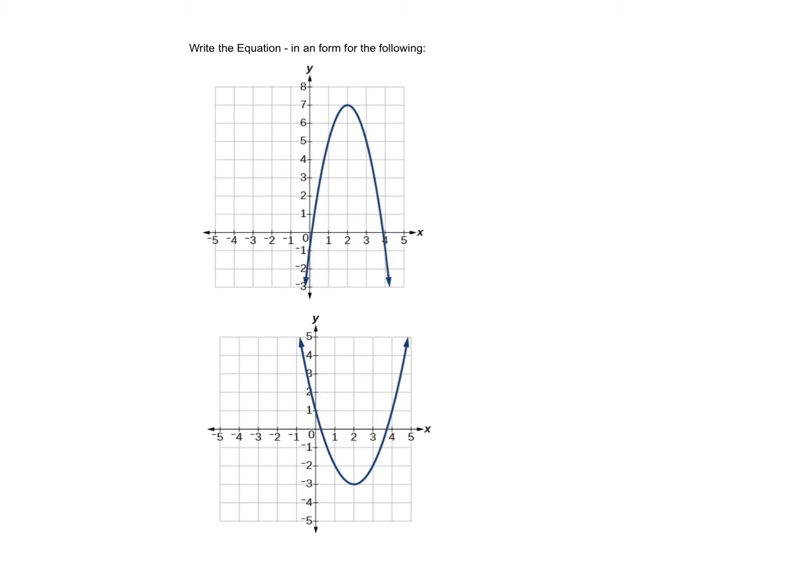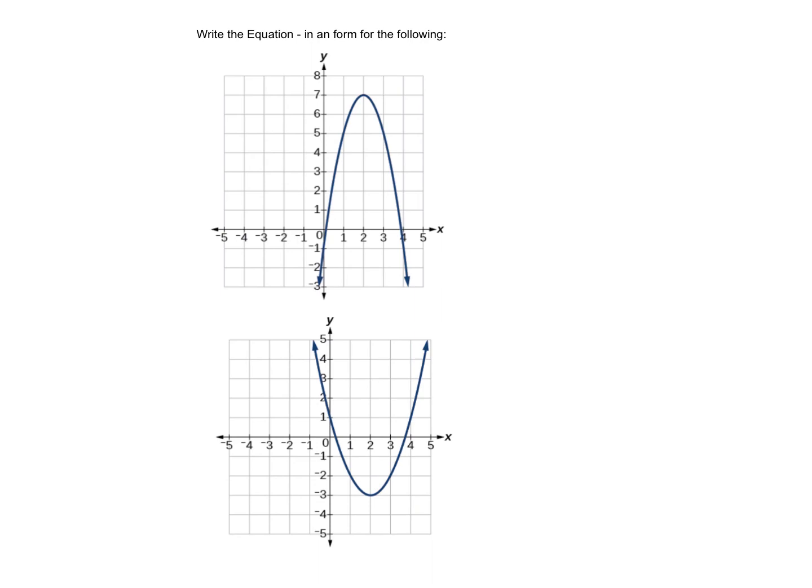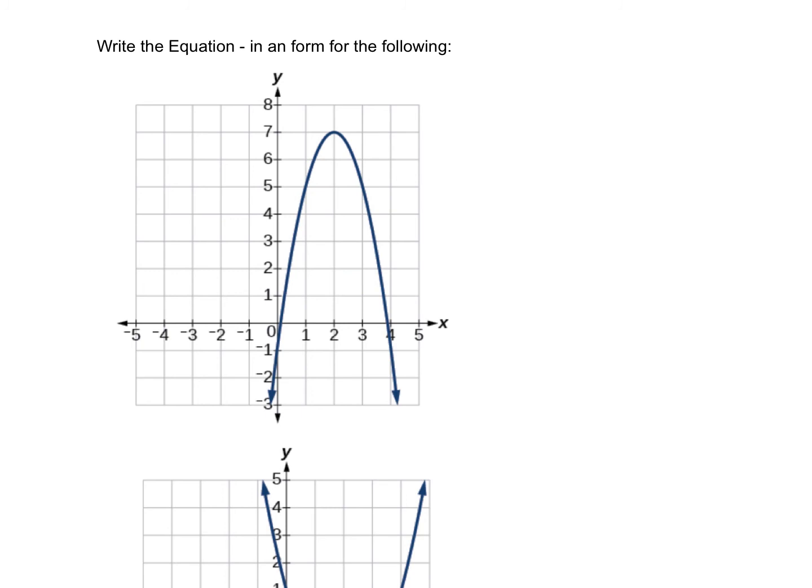So write the equation in any form of the following. Okay, let's do these last two really quickly here, and then we'll close this down and let you just get to work, okay? All right, so here's what I need to know. So this actually should say any form of the following, okay? So the form that I like the best is vertex form because I can literally see the vertex on these things. So the vertex of this one is (2, 7).